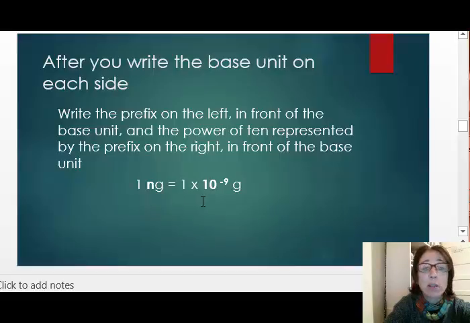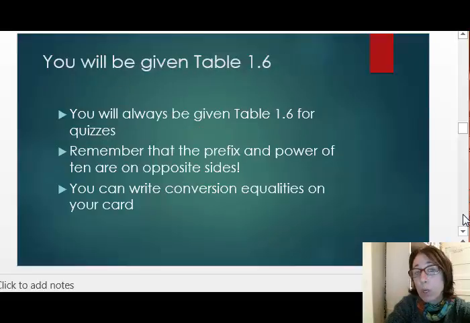Notice that the prefix and the power of 10 are on opposite sides of the equal sign. You will always be given Table 1.6 for quizzes. Remember, the prefix and power of 10 are on opposite sides. You are allowed to write conversion equalities on your note card, and I recommend that you do so.